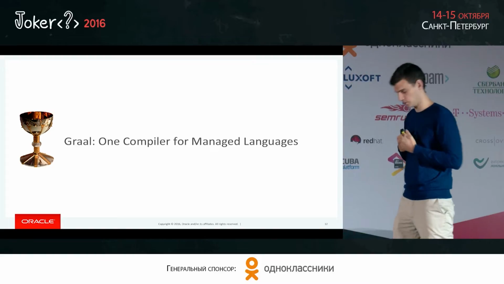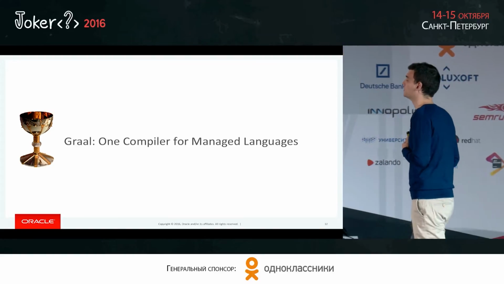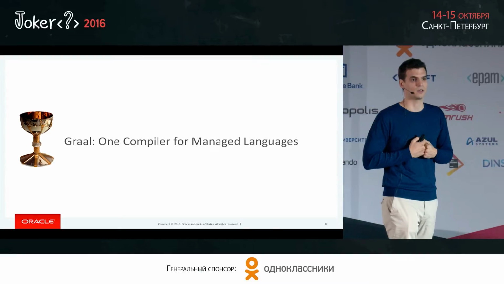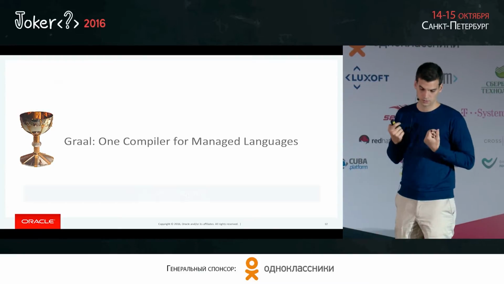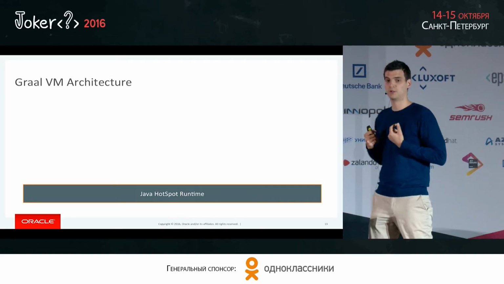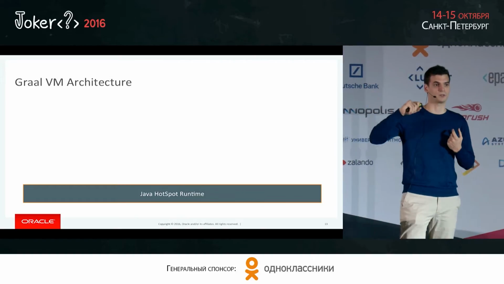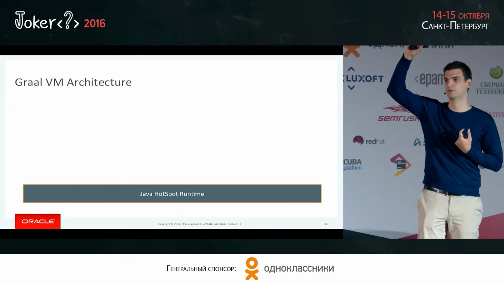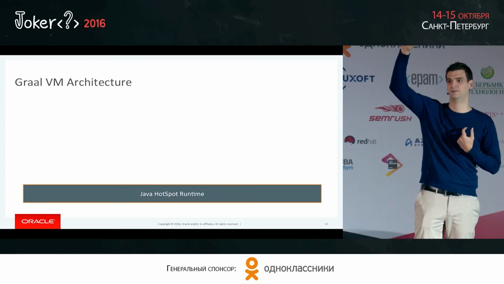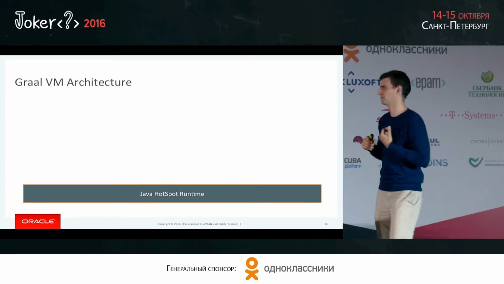So in the first part of my talk, I will present Graal, which is a compiler that we are building in Oracle Labs. So how many of you know how JIT compilers work? Can you just raise your hand? How HotSpot works? Okay, so a slight digression.